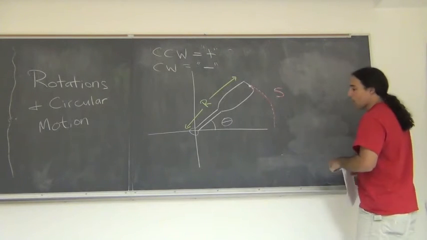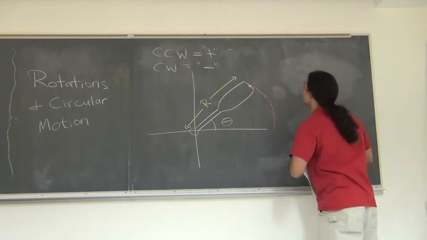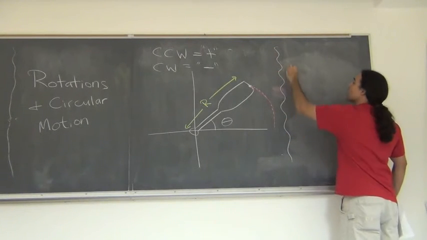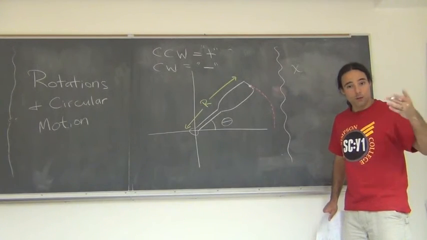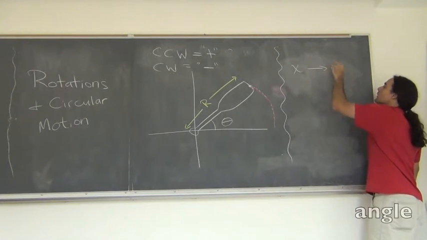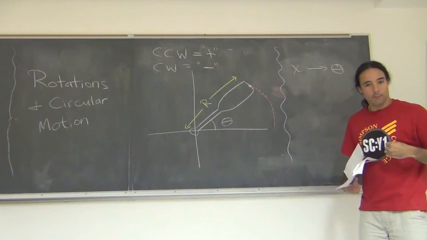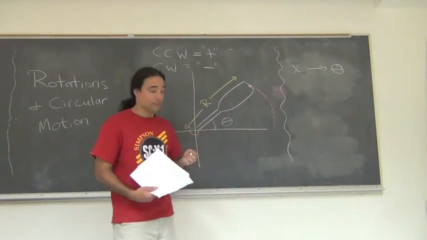So what we can say is that what I used to call position, that's where position told me where I am. Well, now we're going to change from position to an angle. The angle is going to tell me where I am. It'll tell me where I am, how far I've rotated around.